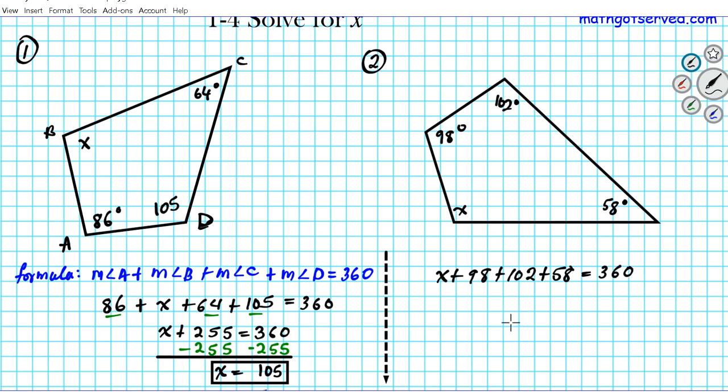So what we're going to do now is proceed to combine the like terms on the left side of the equation. So the constants, 98 plus 102 plus 58, we're going to combine that.